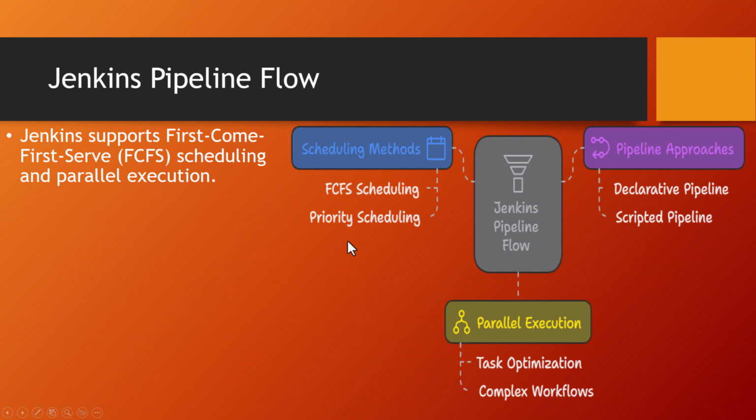Jenkins Pipeline Flow. Jenkins allows you to create pipeline flow to automate the software delivery process. One of the most common pipeline flows is first come first serve, where tasks are processed sequentially. However, Jenkins also supports parallel execution, which helps optimize workflow efficiency. For example, if three jobs are triggered at the same time, Jenkins can run them simultaneously, reducing the overall time needed for the process.